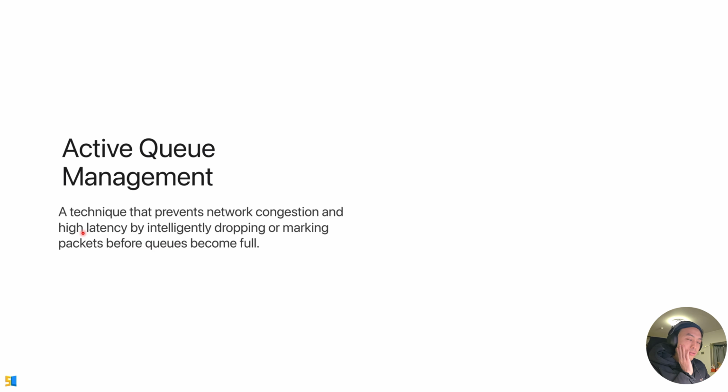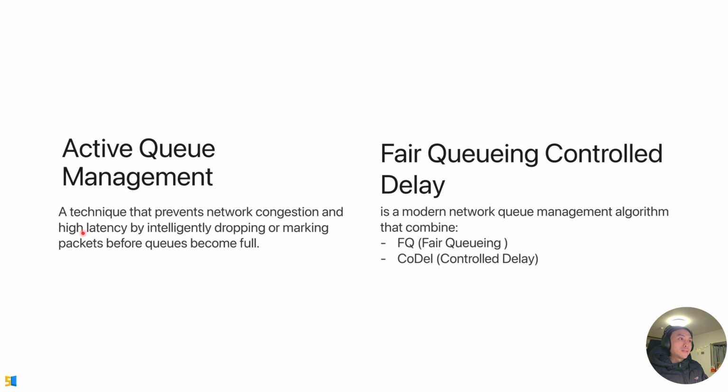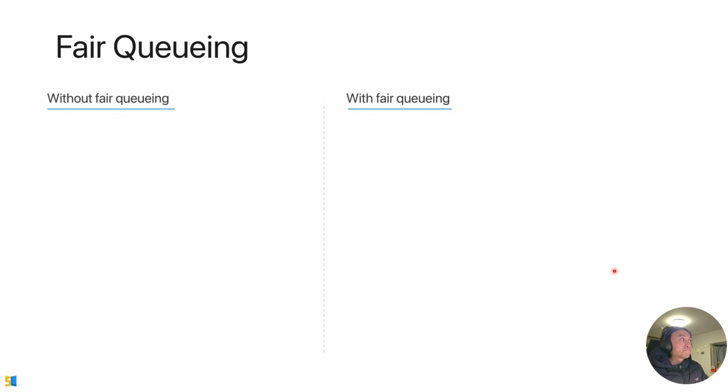And one of the common algorithms in this area is called FQ-CoDel, or Fair Queuing Controlled Delay. It's an algorithm that combines two algorithms, FQ, Fair Queuing, and CoDel, Controlled Delay. So let's take a look one by one.